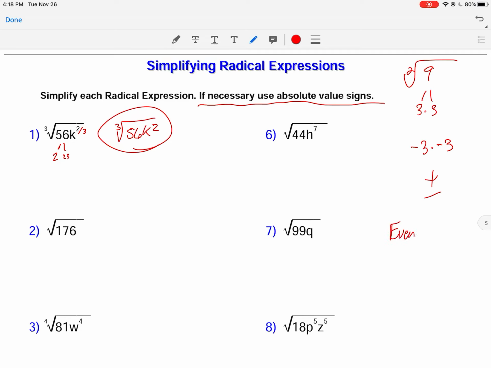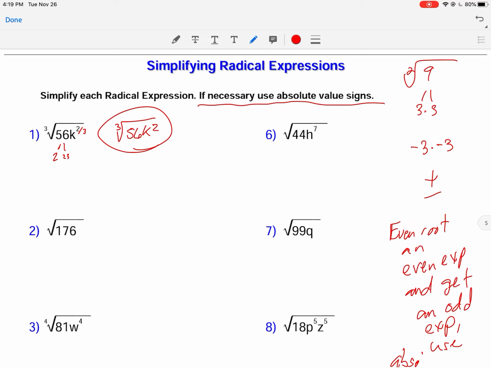So if you take an even root of an even exponent and get an odd exponent, use absolute value. Just around that exponent that does that weird thing. So I'll show you how that goes. Number 3's got a good example of it, so we'll do that.